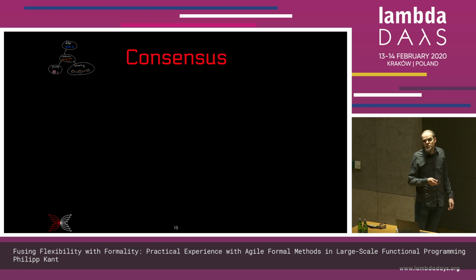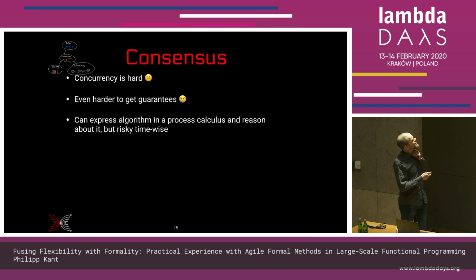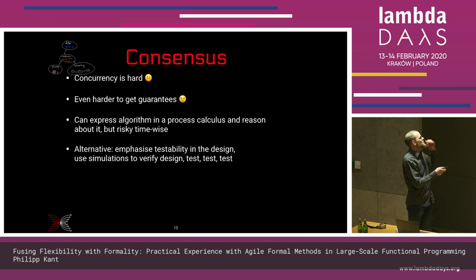The consensus thing, unfortunately, is harder. So the thing is, it's really hard to get concurrency right, and it's even harder to get guarantees that it's right. And the right thing to do would be to express it just in process calculus, and then prove that it's correct, and then calculate it against the process calculus.